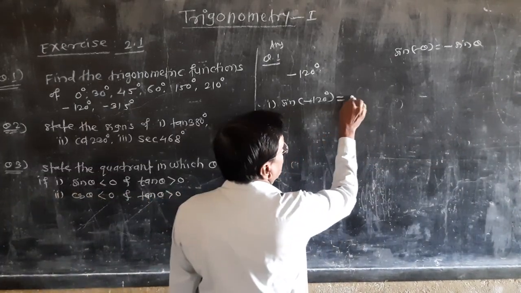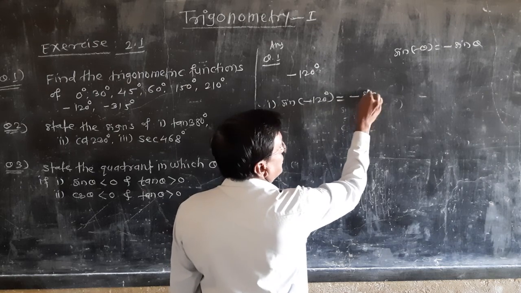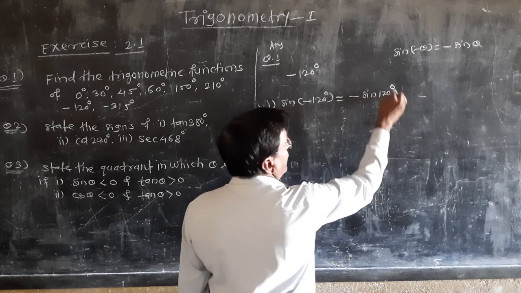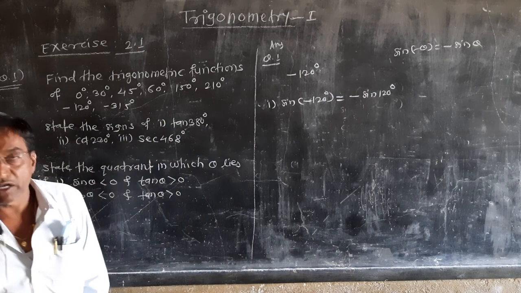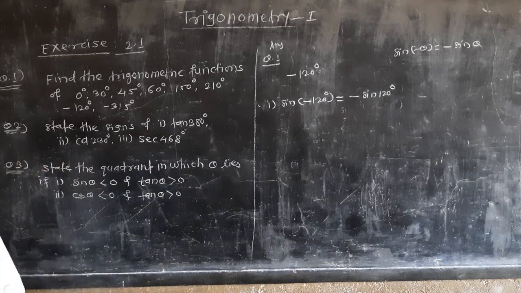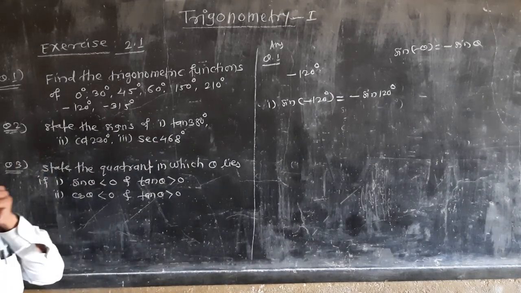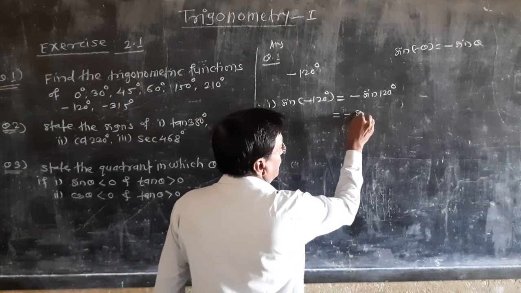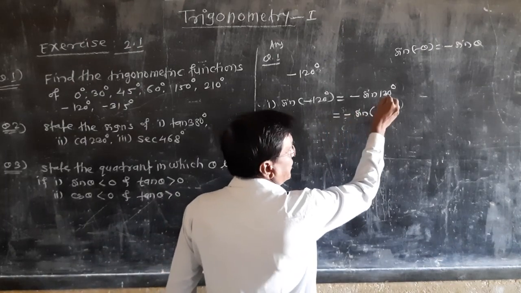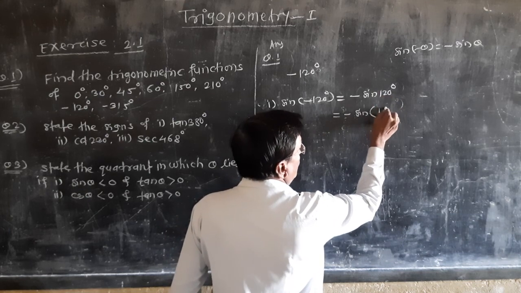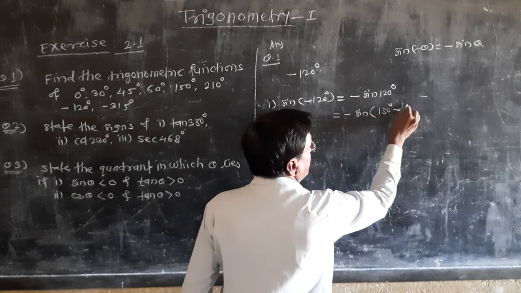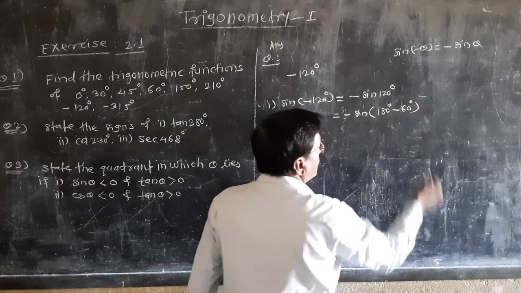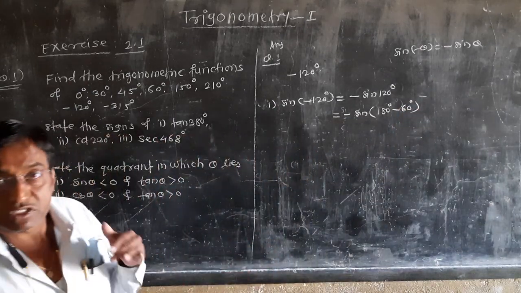So here negative sign, and I will express here sine of theta, meaning here 120 degree. Sine of minus 120 degree can be expressed as equal to minus sine 120. And so this sine 120, I will express as 180 degree minus 60 degree, otherwise 90 degree plus 30 degree.